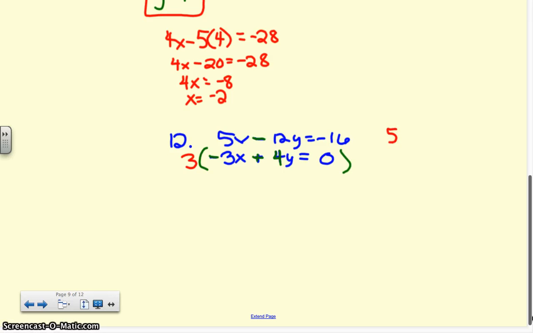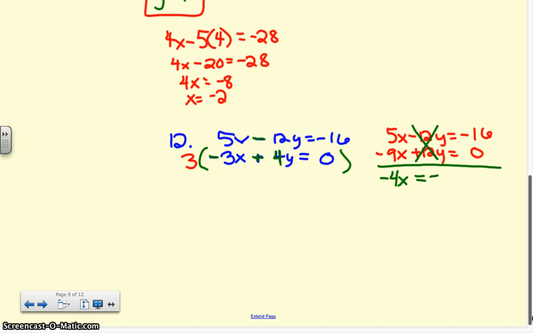Easy. I can turn my 4 into a 12 by multiplying everything by 3. So I get 5x minus 12y is equal to negative 16. Negative 9x plus 12y is equal to 0. Combine: negative 4x. The y's cancel like my goal was, is equal to negative 16. X is equal to 4. Halfway there.